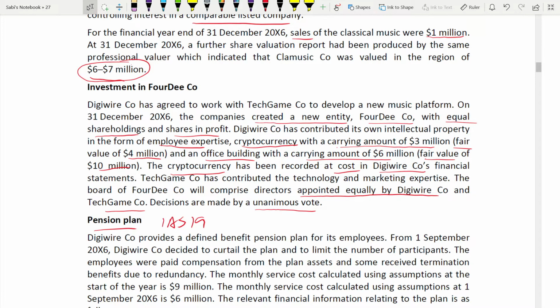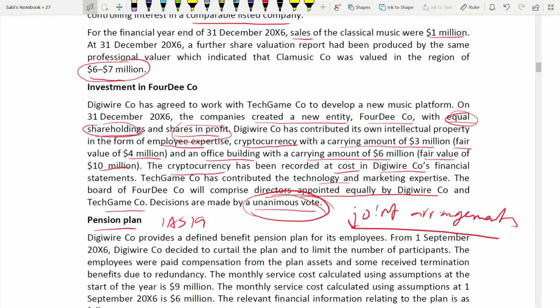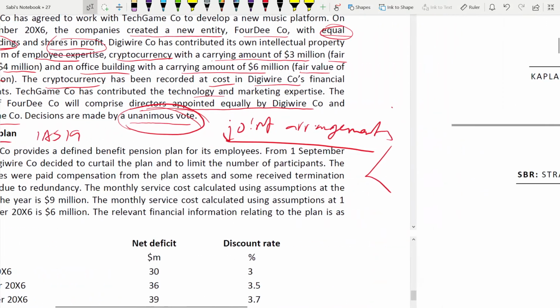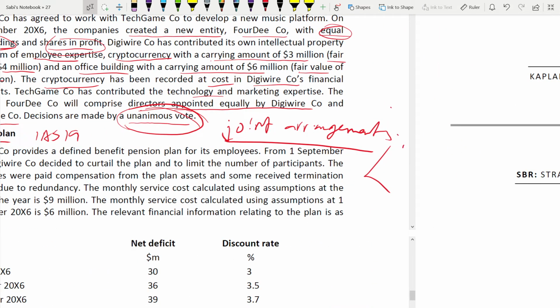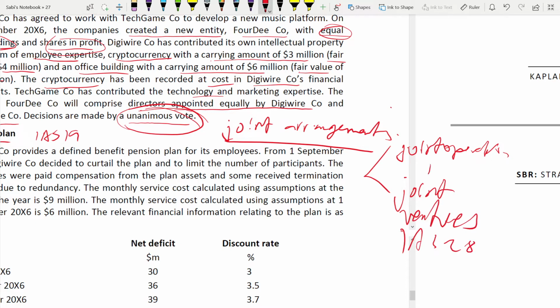Number one, equal shareholding is one word. Okay, sharing the profit. Okay, appointed equally, unanimous board. All this says it is what? Joint arrangements. IFRS 11. In joint arrangements also there are two things that you need to identify, because accounting is different for both. One is whether it's a joint operation. The other one is whether it's a joint venture. This you need to identify very correctly. If it's a joint venture, IAS 28. If it's a joint operation, IFRS 11 only.